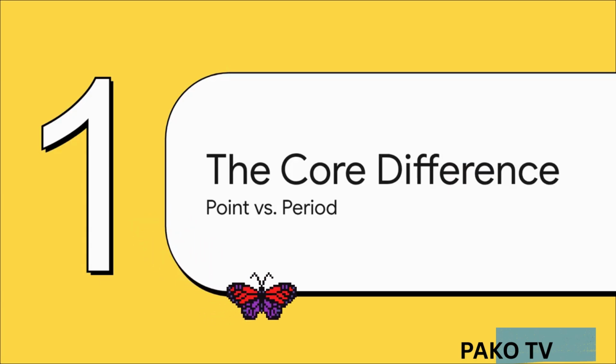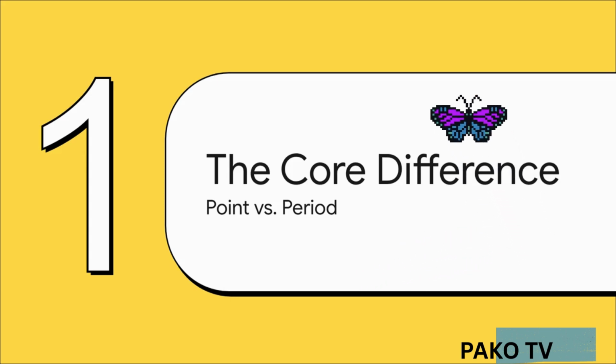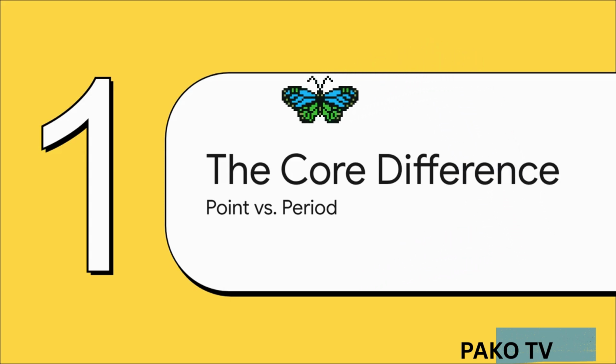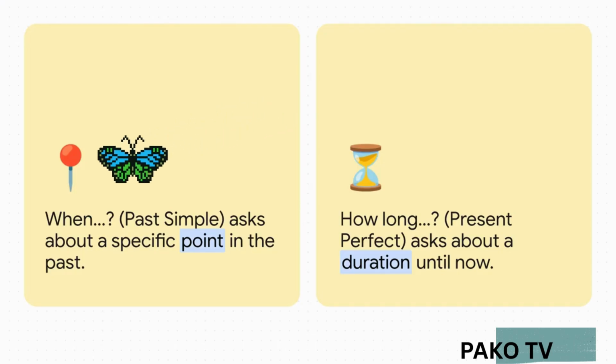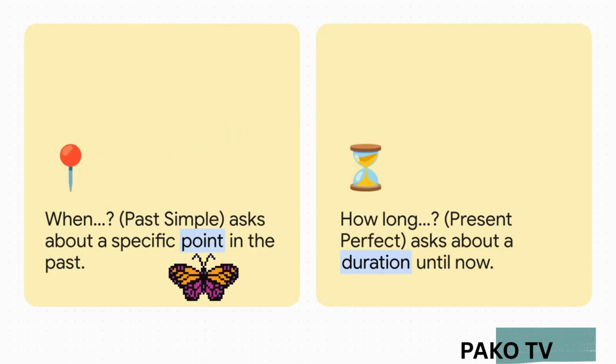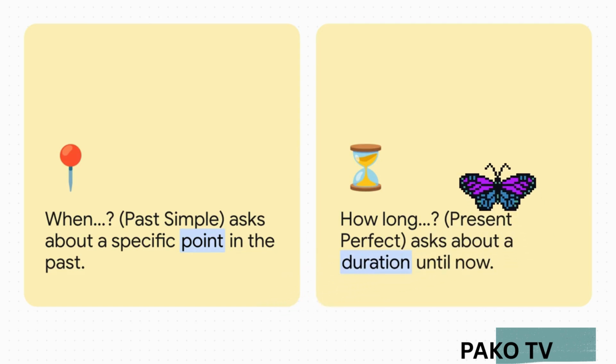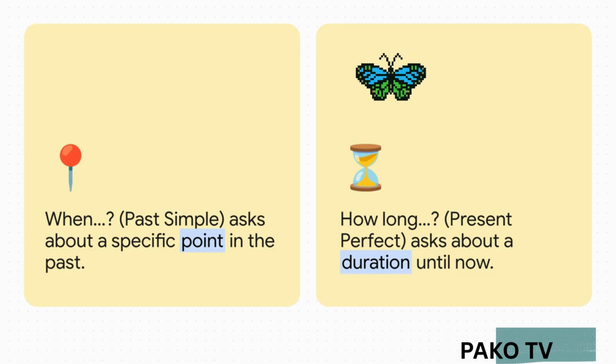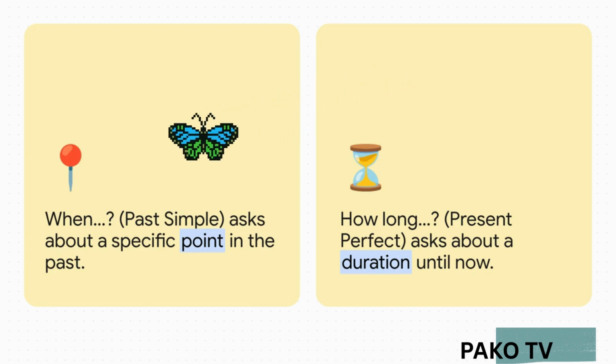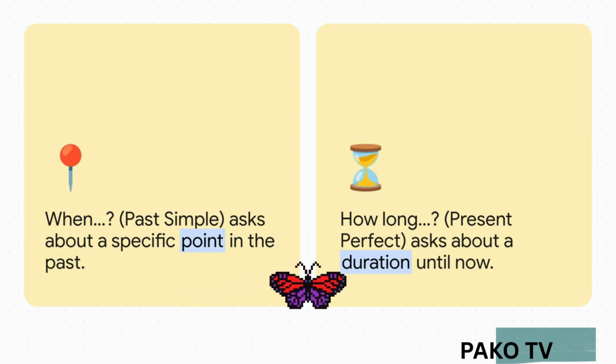Okay, so let's really break down this core difference, the point versus the period. This is the bedrock for everything else we're going to talk about. What's really cool here is how the question itself tells you which grammar to use. If you ask when, you're looking for a single finished moment in the past, so you use the past simple. But if you ask how long, you're measuring a stretch of time that's still happening, which is a job for the present perfect. See the connection?